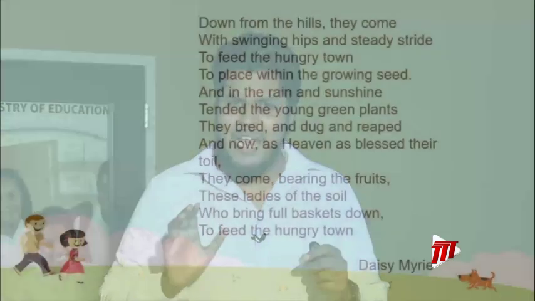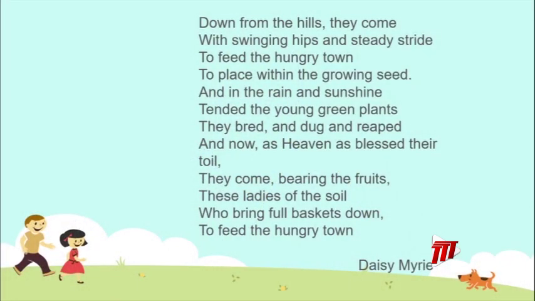Because the first line in the poem was, down from the hills they come, with swinging hips and steady stride. If they have a steady stride, what does that say about them? Are they walking down that hill slouched? Are they sad? Or are they walking down that hill and their hips are swinging and their stride is steady, so it says something about pride?